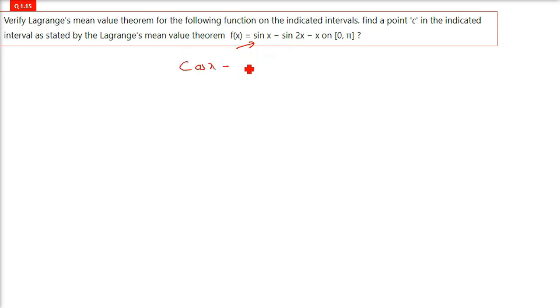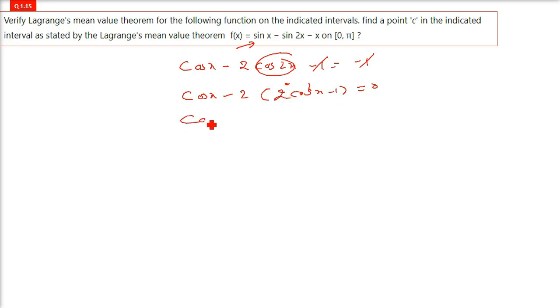The next step is to equate it. Cos x minus twice of cos 2x minus 1 is equal to minus 1, so minus 1 and minus 1 get cancelled. You get cos x, and we cannot do anything with cos x and cos 2x, so we have to convert cos 2x into 2 cos square x minus 1. So cos x minus 4 cos square x plus 2 equals 0. Let us multiply with negative 1 and rearrange: 4 cos square x minus cos x minus 2 equals 0.